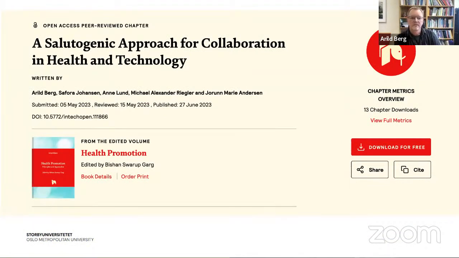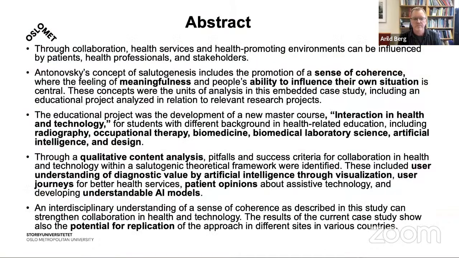I will now exemplify the design literacy in health and technology in more detail by moving your attention to a recent chapter in a book published last week. The chapter is called A Salutogenic Approach for Collaboration in Health and Technology. The book is about health promotion. The editor was Bishop Swaram Garg from the Mahatma Gandhi Institute of Medical Sciences in India. Our chapter described the development of the master course, and the authors of the chapter were all from Oslo Met, including Safura Johansen, Anne Lund, Mikael Riegler, and Jorunn Andersen.